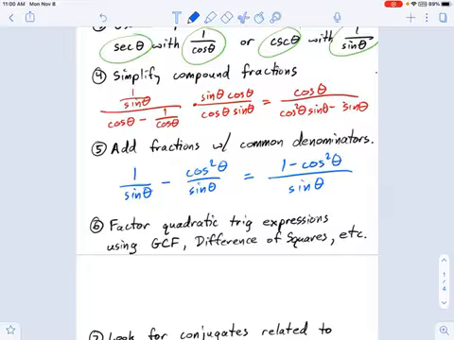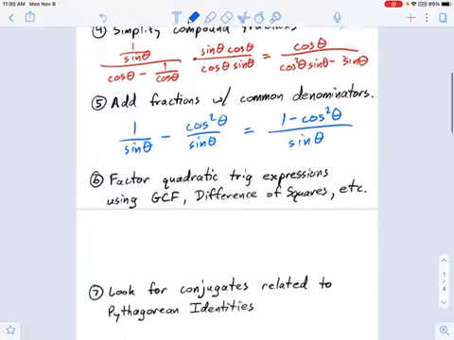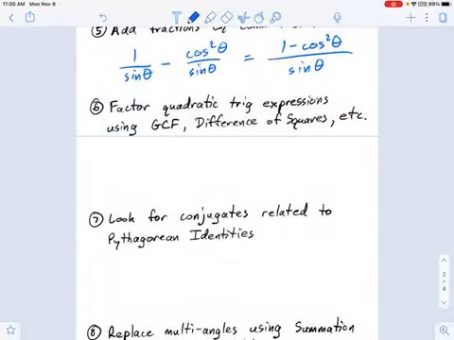And I think if you remember the Pythagorean identity, you might recognize 1 minus cosine squared as something important. There are ways to simplify this, but those simplifications only happen when you combine fractions. Okay, next up, number 6. Sometimes it's helpful to factor.